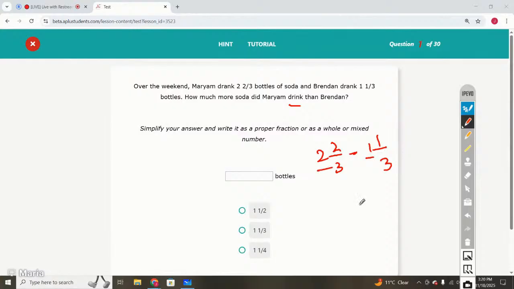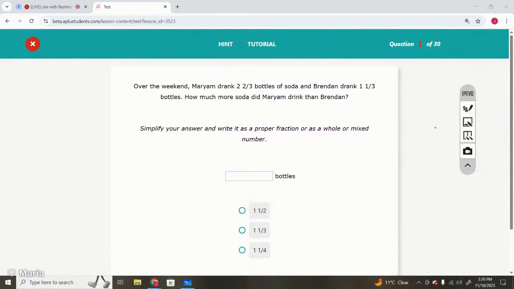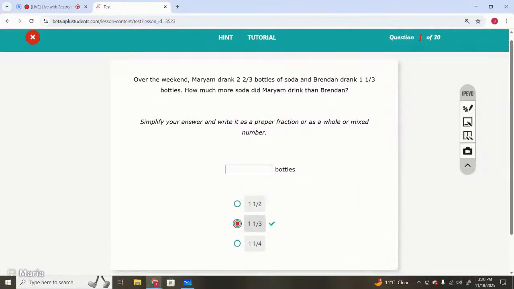Subtract the whole numbers. 2 minus 1 is 1. Subtract the numerators. 2 minus 1 is 1. So that is 1 whole 1 by 3. Option number 2 is the correct option. Got it?